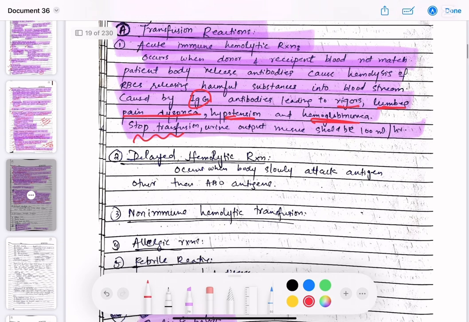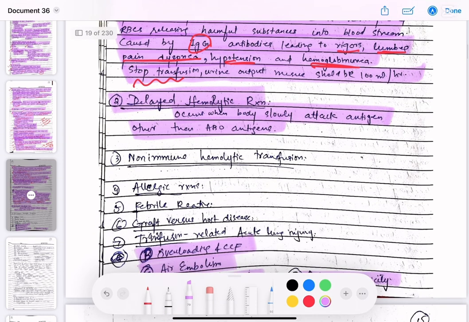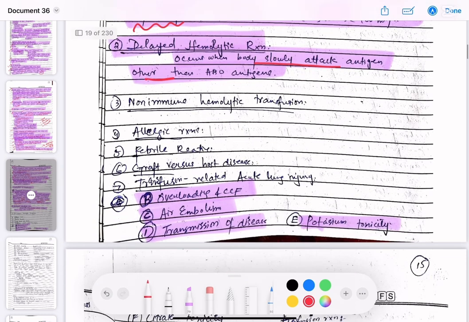Then the delayed hemolytic reaction. It occurs when the body slowly attacks antigens other than ABO antigens. Okay, so first of all the acute hemolytic reaction occurs, then the delayed hemolytic reaction, which occurs some time after the transfusion, when the body slowly attacks antigens other than ABO antigens. Non-immune hemolytic transfusion reactions also occur. There may be allergic reactions, febrile reaction, fever, graft versus host disease, and transfusion-related acute lung injury.